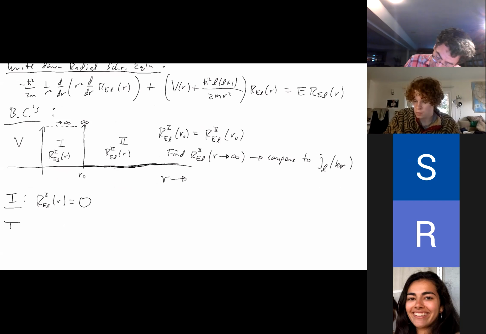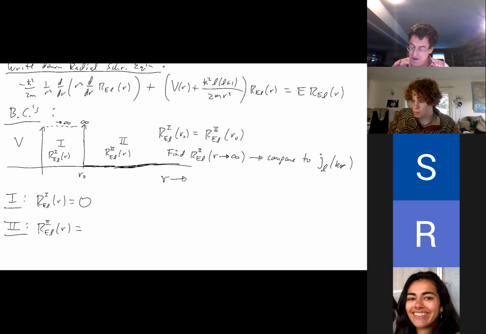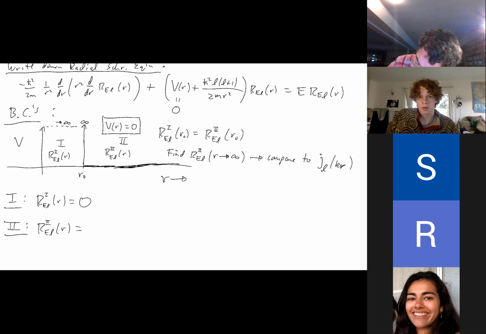Now let's do region 2. R_El in region 2 is equal to what? Now, before we answer that, in region 2, the potential V of r equals what? In region 2. 0. Right. So before you tell me what R_El in region 2 is, let's just take a look. Because in region 2, this thing equals 0 in region 2.